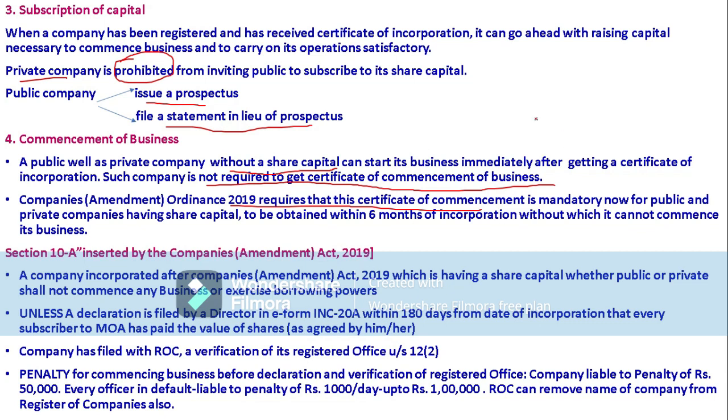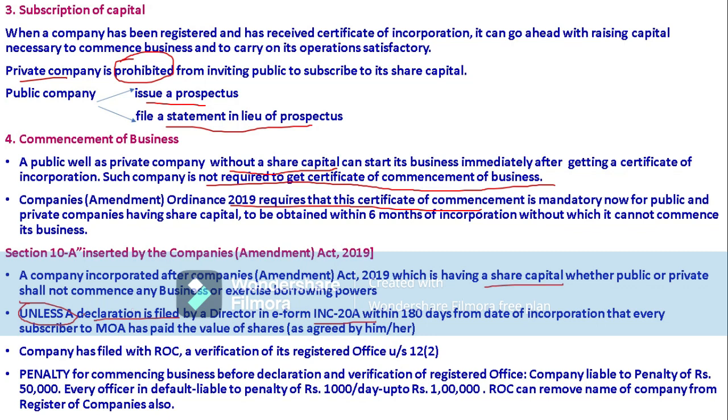And the rules regarding this Companies Amendment Act 2019: a company incorporated after the Companies Act 2019, which is having a share capital, whether public or private, shall not commence any business or exercise borrowing powers unless a declaration is filed by a director in e-form INC 20A within 180 days from the date of incorporation. So a declaration should be given by the director, and only then can they go for public subscription.